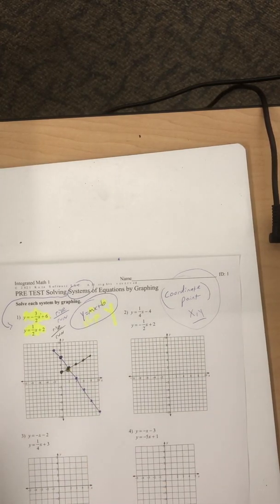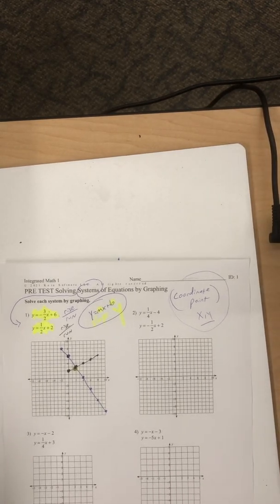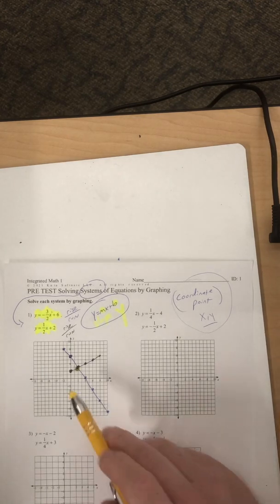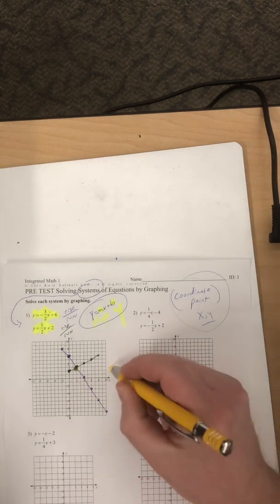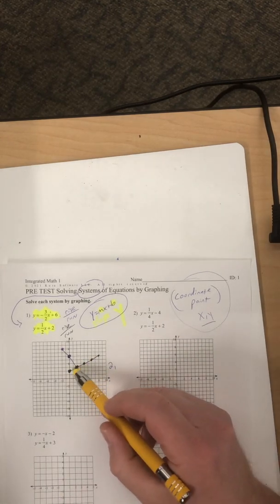Wow, I am messing this up. I'm going to really zoom in so you guys can see what my coordinate point is where they cross. Well, my x value is 2, and my y value is 3.